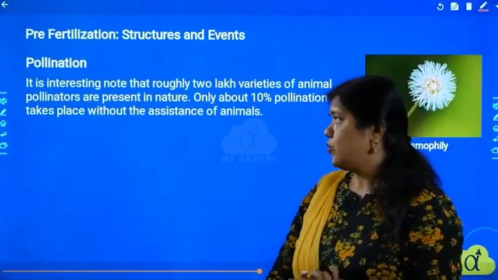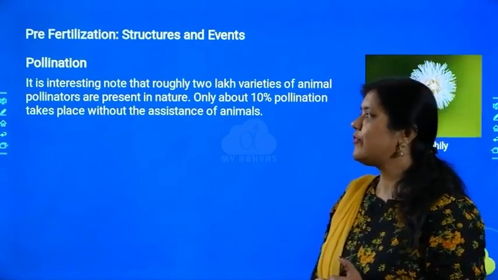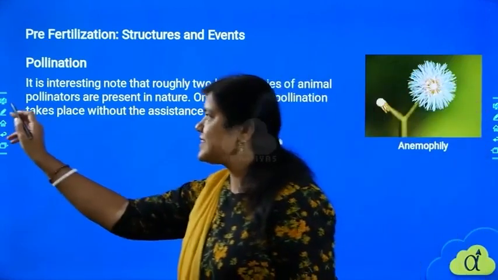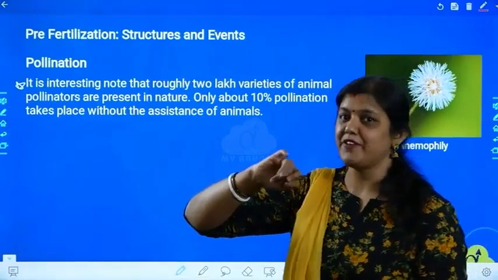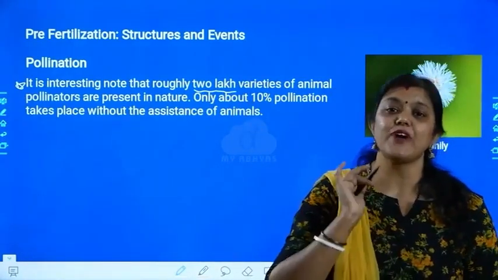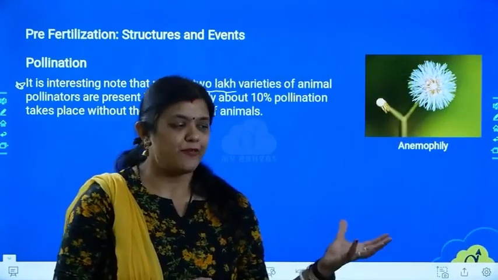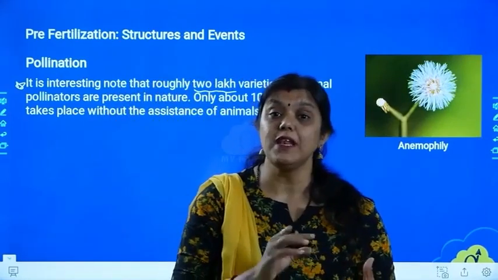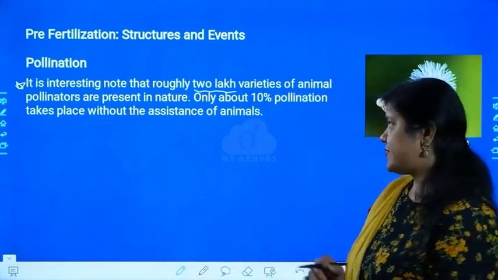It is interesting to note that roughly 2 lakh varieties of animal pollinators are present in nature. This is one of the very important, interesting statements I wanted to share with you. Approximately 2 lakh varieties of animal pollinators are there. It is not only the few we have just now discussed, 5 or 6, not that. More than 2 lakh different varieties of pollinators are present in nature.